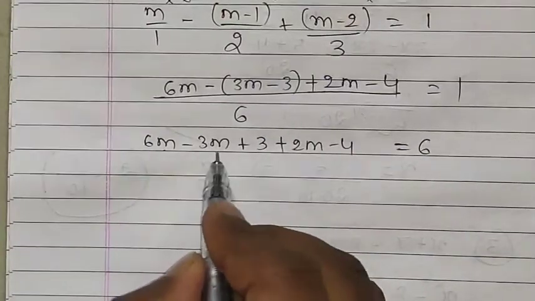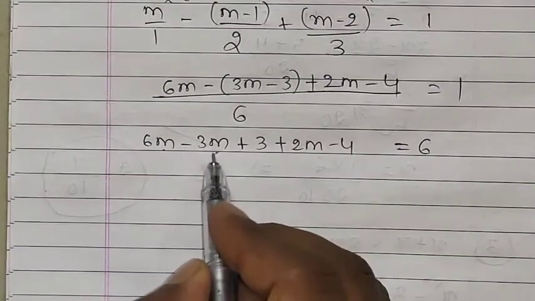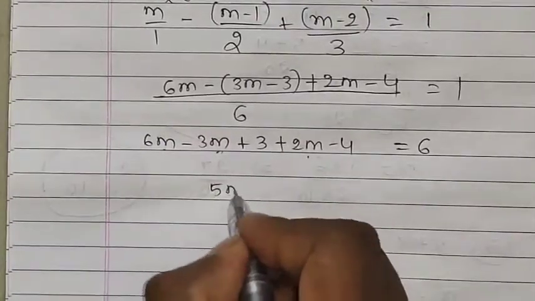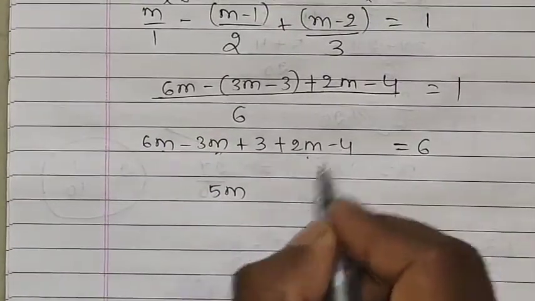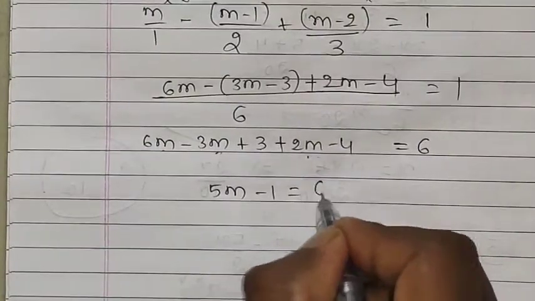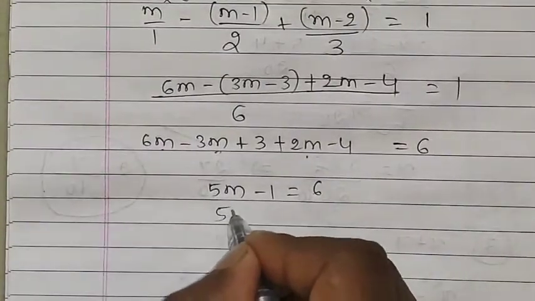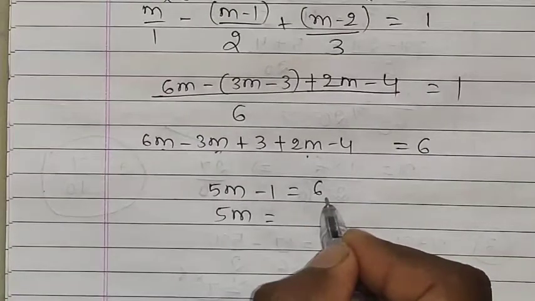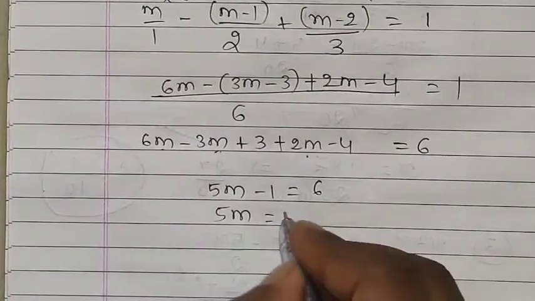6m minus 3m, subtraction of 6 and 3, answer is 3m. 3m plus 2m is 5m, I will write 5m. 3 minus 4 minus 1 is equal to 6. We want to calculate the m value, therefore I will write the equation 5m is equal to minus 1. After shifting to the right side it will become plus 1. 6 plus 1, answer is 7.